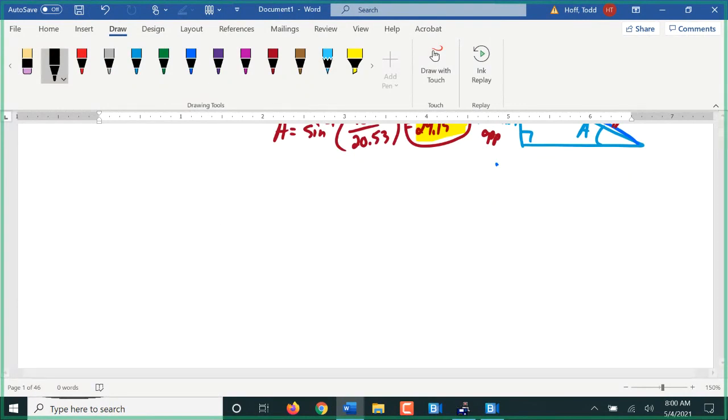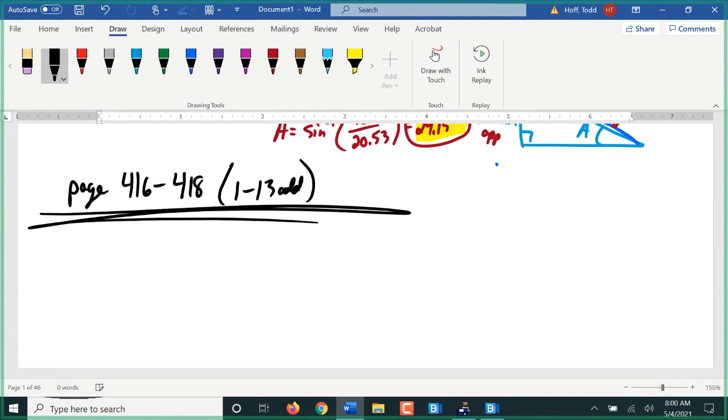So I want you to keep working on that stuff from yesterday. I'm anticipating we didn't have time to finish those up. We're going to throw on top of that now in that packet, page 416 through 418, 1 through 14. 1 through 13, the odds, we'll say. So tomorrow, we'll go over another example or two of this, and then we will review all of our types of angular drilling.